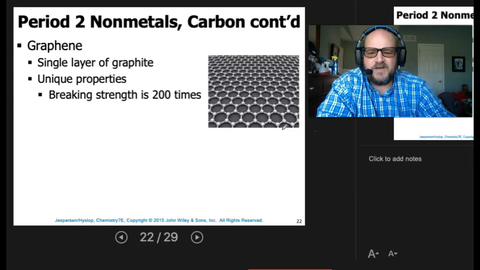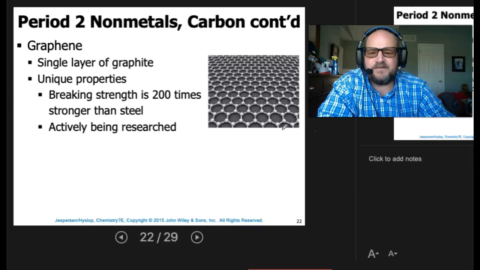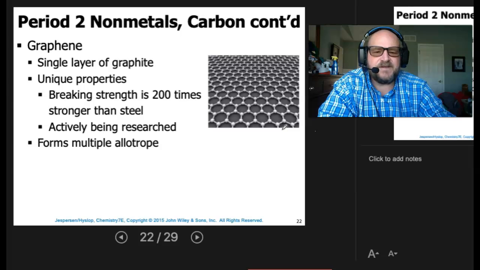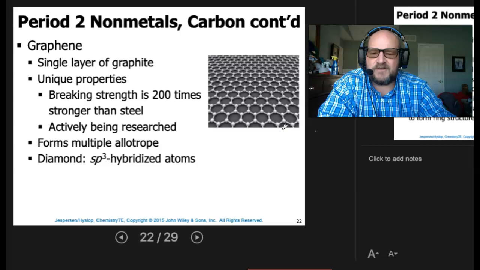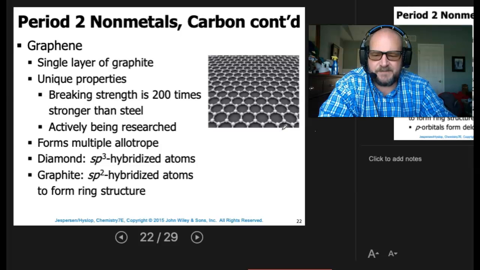That's going to give us some unique properties. Breaking strength is 200 times stronger than steel. Actively being researched. We see this pop up. I'm sure you've seen graphene here and graphene there. Carbon forms multiple allotropes. So we have diamond as sp3 hybridized atoms. Graphite would be sp2.